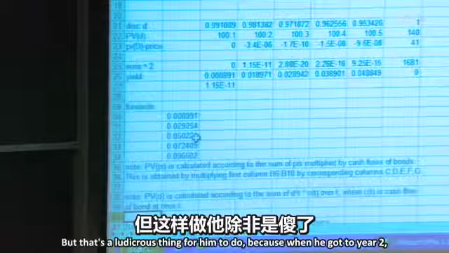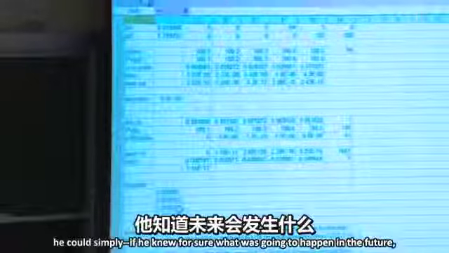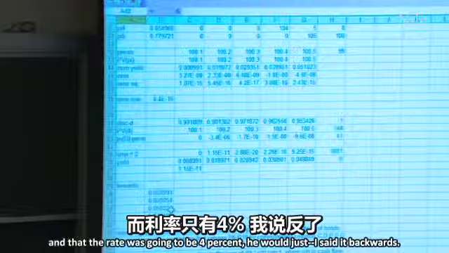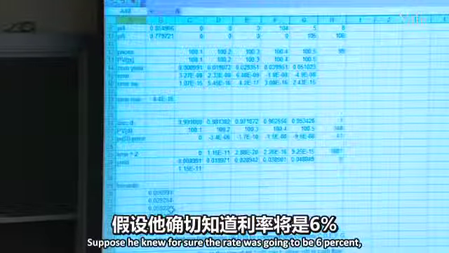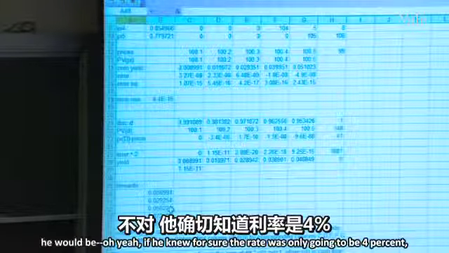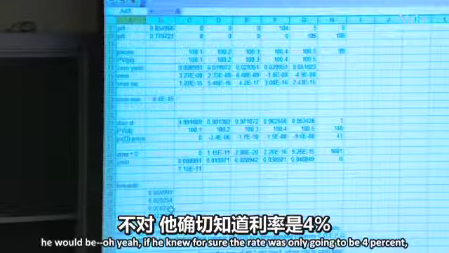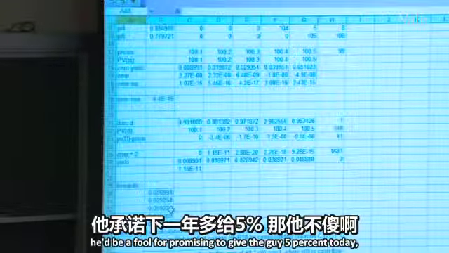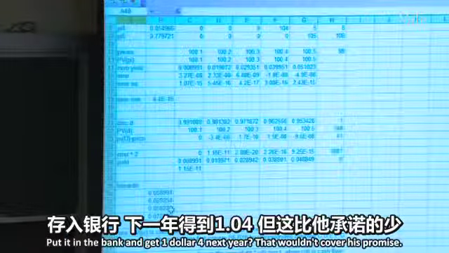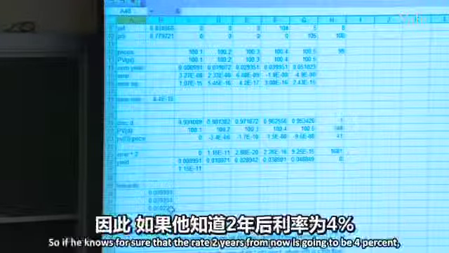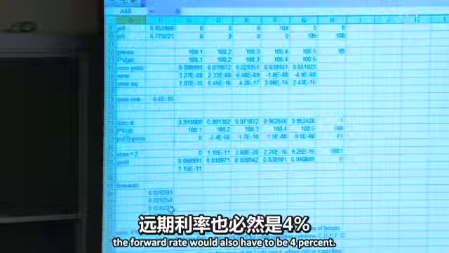But that's a ludicrous thing for him to do, because when he got to year 2, if he knew for sure what was going to happen in the future and that the rate was going to be 4%, he would just, I said it backwards. What an idiot. If he knew for sure the rate was only going to be 4%, he'd be a fool for promising to give the guy 5% today, because in the future, when he got the dollar, what would he do with it? Put it in the bank and get $1.04 next year? That wouldn't cover his promise. He'd be screwed. So if he knows for sure that the rate 2 years from now is going to be 4%, the forward rate would also have to be 4%.